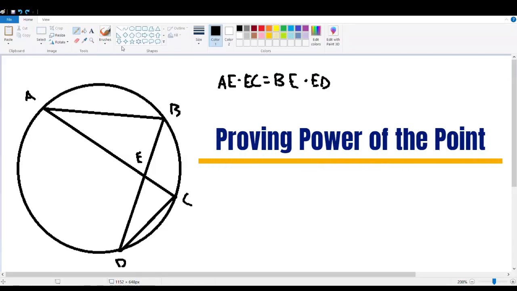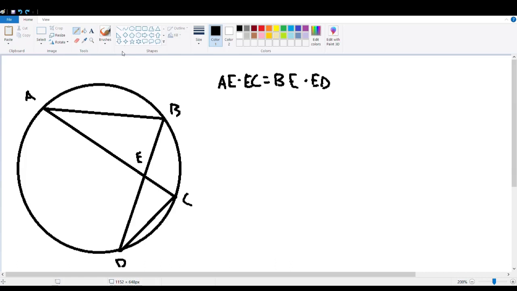Hello everybody, in this video I'll be proving power of the point problems. I won't really be doing any power of the point practice, it will only be proving it. The first power of the point problem we're going to prove is the standard power of the point problem that you will see in most definitions of the power of the point.